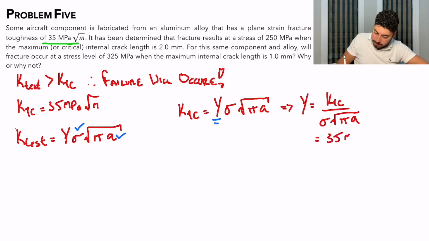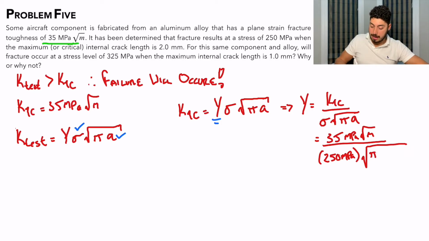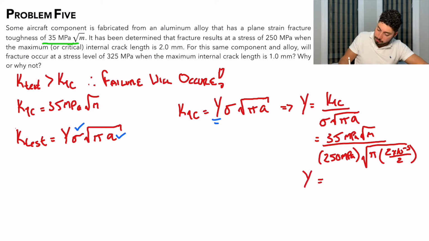So 35 megapascals per root meter divided by our critical stress, which is 250 megapascals, times root pi A. Now, A is crack length, but we're given internal crack length. So therefore, we need to divide this internal crack length by 2. So we're going to do 2 times 10 to the minus 3 divided by 2, and that's going to give us an approximate value for our geometry factor of 2.50.